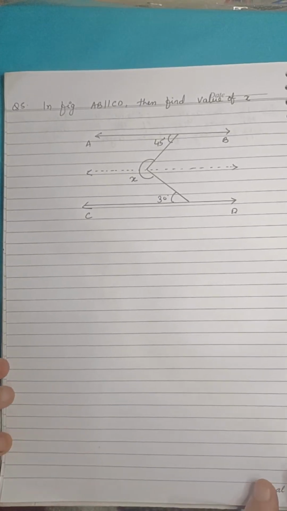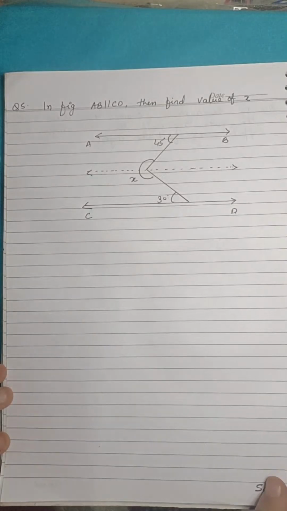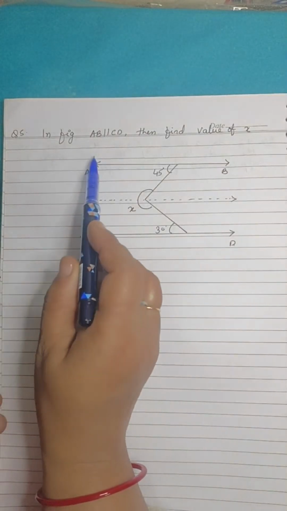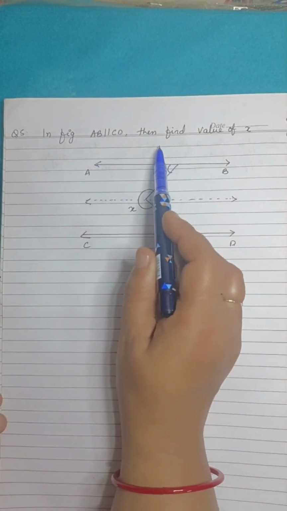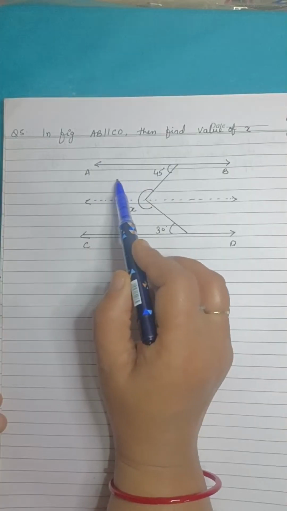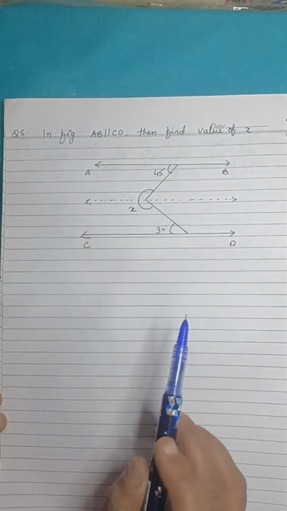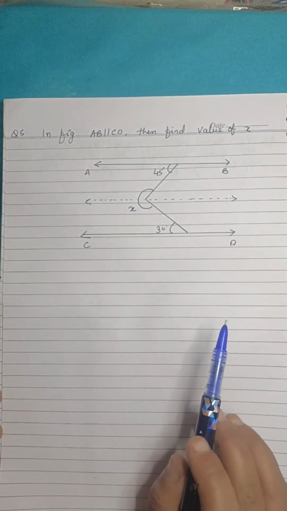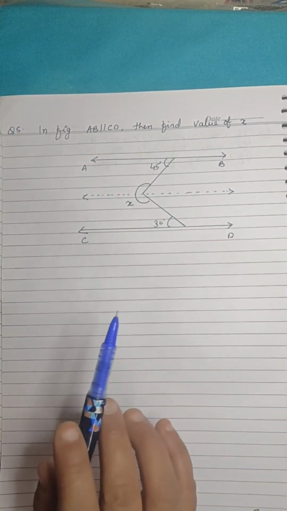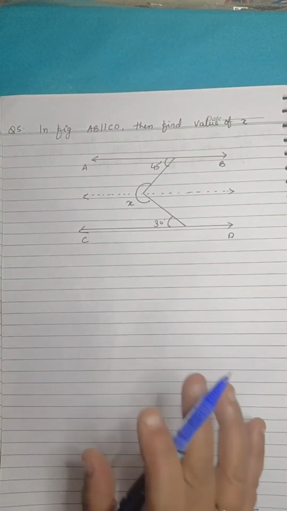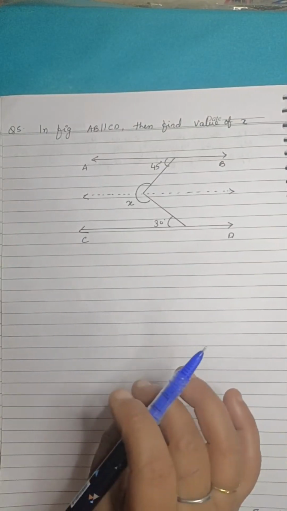Okay, so this is the question. Here one more question is there. In the figure, AB is parallel to CD, then find the value of x. It is a very simple question. There can be two ways to do it. If you just observe this question, if it is coming in MCQs, the best way is this.